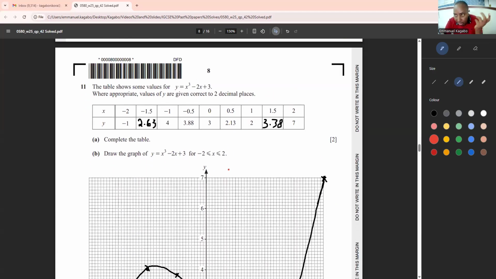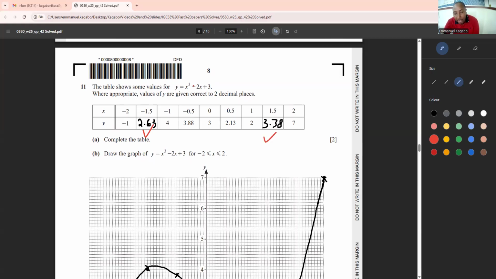Question 11 is just a calculator question. You just put your stuff in the calculator, and then we'll see what happens. y equals 2x cubed minus 2x plus 3. You just put this in your calculator. The answer will be that and that one.